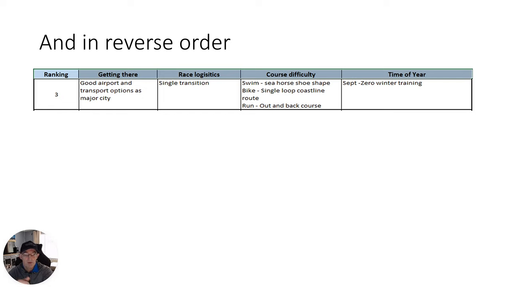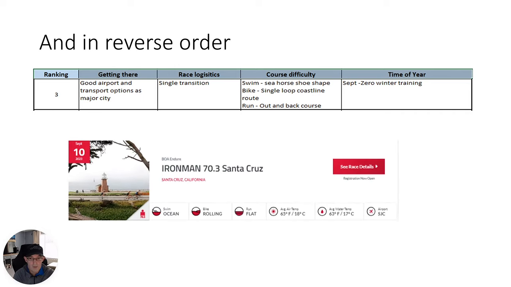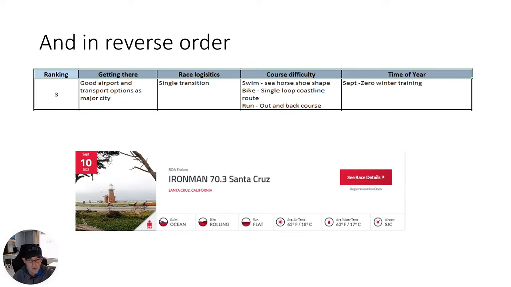The time of year, it's in September, which means that the temperature on the day won't be too hot or too cold for this region, but also it means that you may avoid having to do any winter training or long bikes or long runs when it's cold and miserable for the northern hemisphere, so it's a very good option. And what are we talking about? One second. We are talking about 70.3 Santa Cruz that happens on the 10th of September. Very much worth looking at.